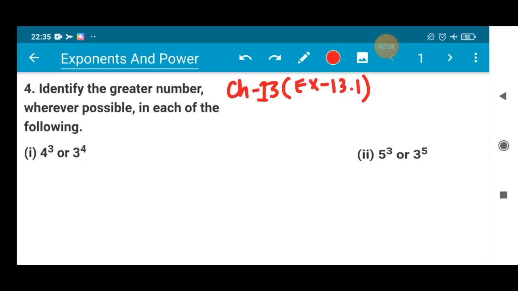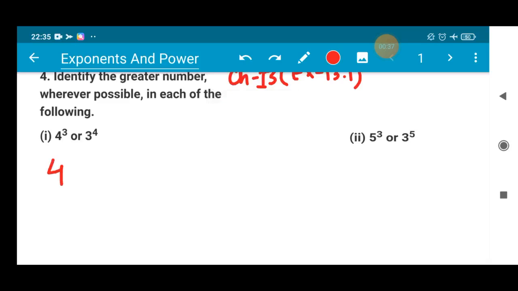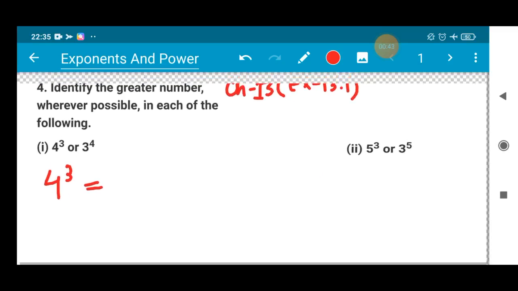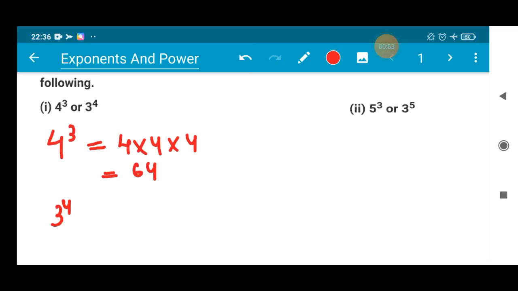Which one is greater? Alright, so here we have two ways of identifying which exponential form is greater. In order to do that, first 4 to the power 3 can be converted into its standard value, that is 4 into 4 into 4. 4 4s are 16, 16 4s are 64, right? Now 3 to the power 4 can be written as 3 into 3 into 3 into 3. 3 3s are 9, 9 3s are 27, 27 3s are 81.